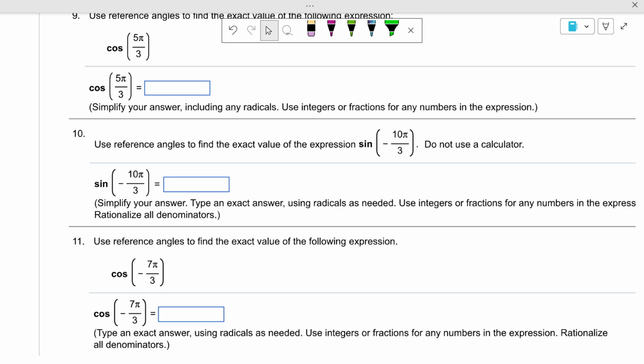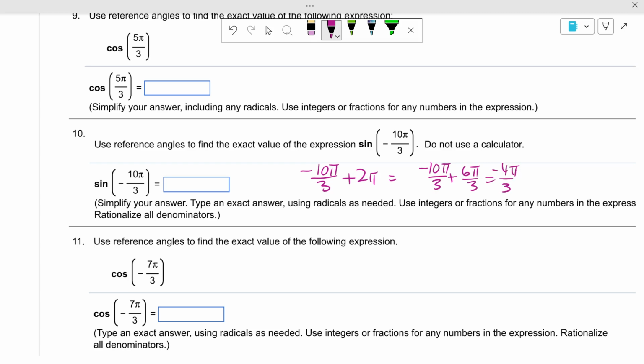Coterminal angles. Okay, let's go coterminal angles with this. Negative 10 pi over 3. How far is it all the way around the unit circle one time? In radians. All the way around once is 2 pi. So we're going to add 2 pi to this. 2 pi is the same as 6 pi over 3. So it's negative 10 pi over 3 plus 6 pi over 3 equals negative 4 pi over 3.